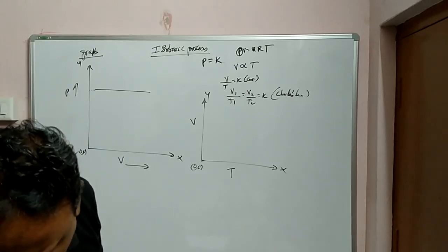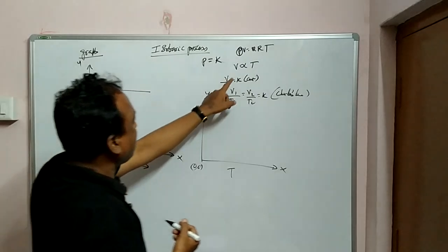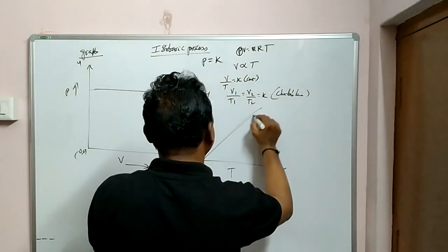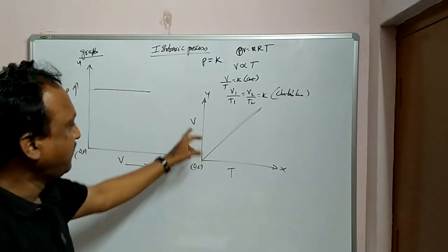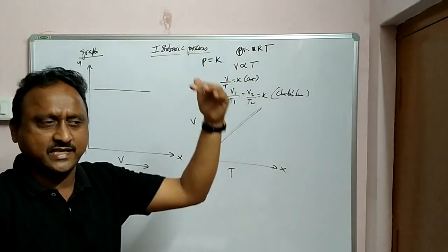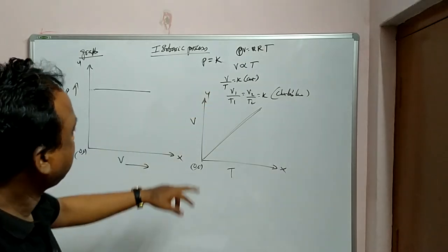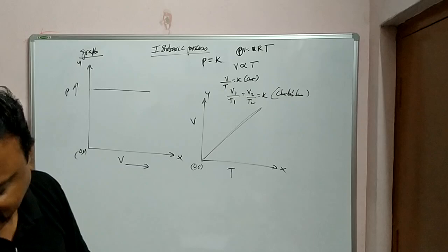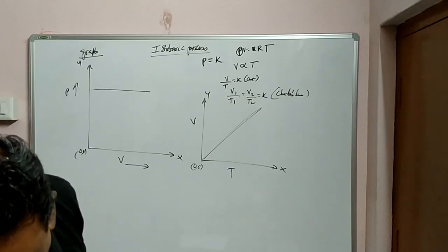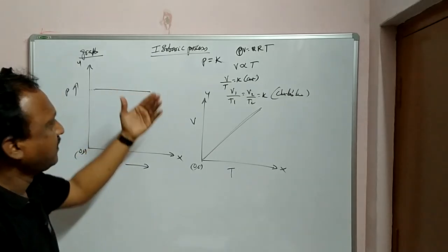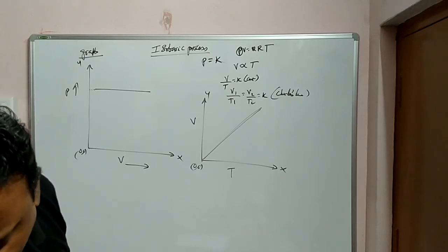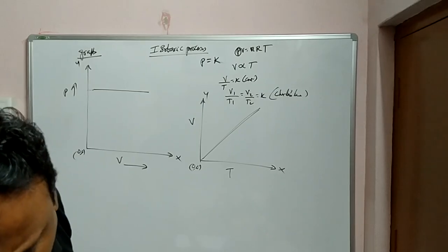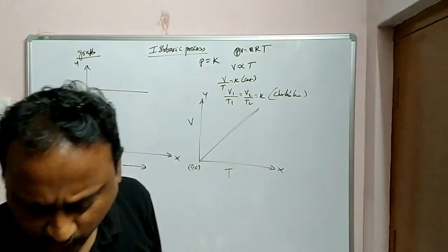Now let us go to the next one, V versus T. Because volume is directly proportional, it is a straight line passing through the origin. V proportional to T: T changes, V changes, T decreases, V decreases. So it is a straight line. Volume versus temperature, absolute temperature. Pressure versus volume, you can take a small line. So like this you can draw the graphs for isobaric process, and these will be asked in the examination regarding Charles' law.